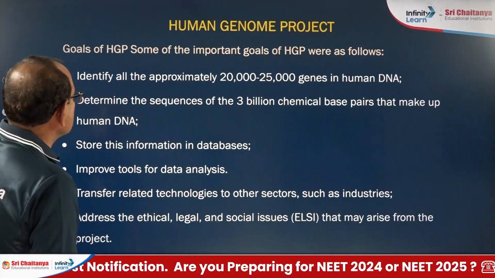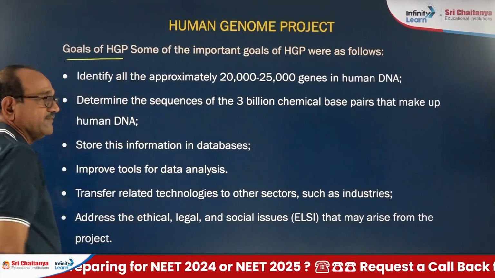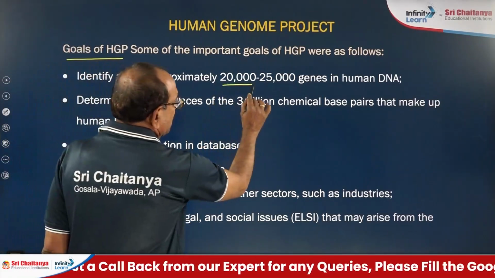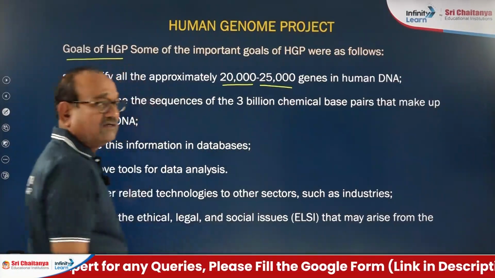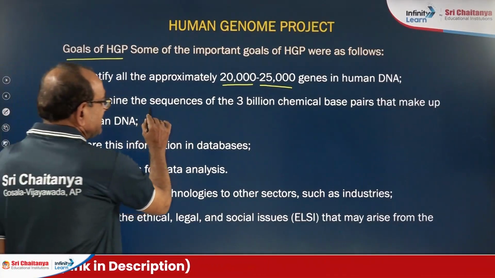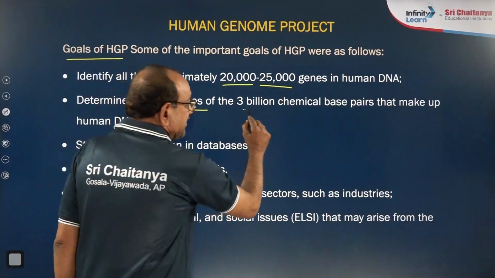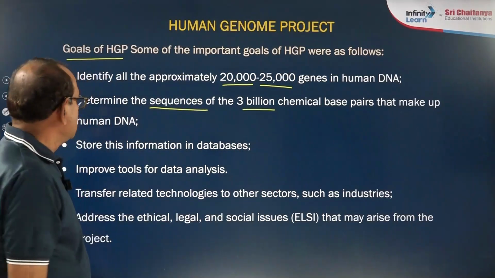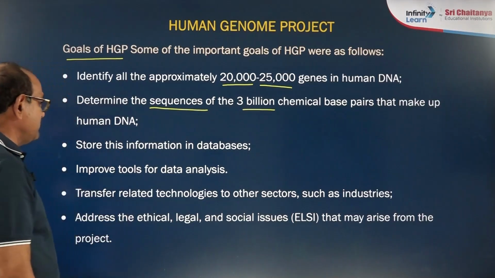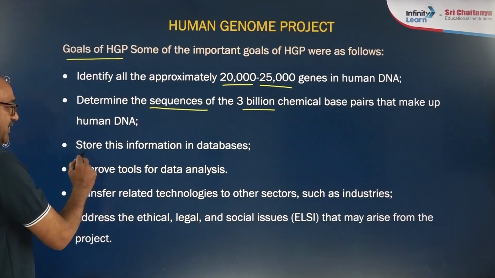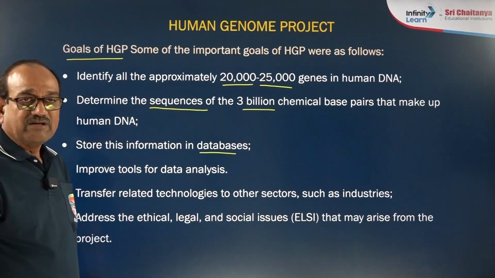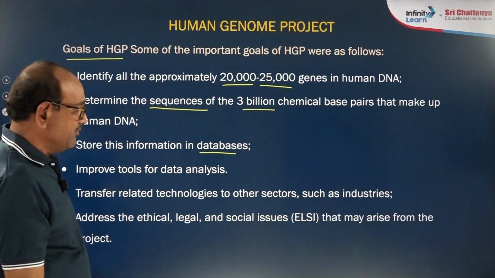Now, goals of Human Genome Project. The first one is to identify all the genes, approximately 20 to 25,000 genes present in human cells, human DNA. Then determine the sequence of 3 billion chemical base pairs, that is nitrogen base pairs. We have to determine all these 3 billion nitrogen base pairs present in the DNA. Then we have to store this information in a database. For this, we have to generate special programmed computers.